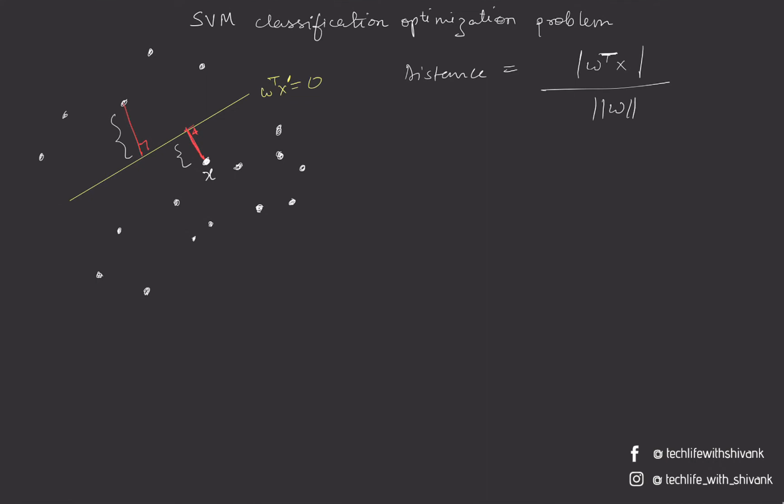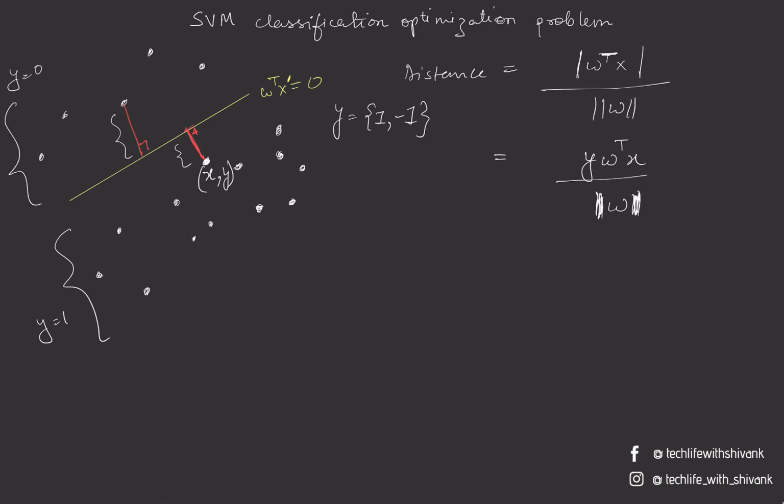This can also be written as follows. Let's say the label of this point is y, where y can be either 1 or -1. Let's say we are considering binary classification, so -1 refers to class 1 and 1 refers to another class. To remove this absolute value function, we can multiply it with y, because W transpose X would be positive for all the points where y is 1. So let's say for these points y is 1, and for these points y is -1.